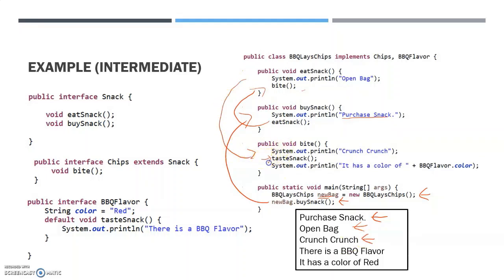Then it calls tasteSnack. Because of how BBQ Lay's Chips implements Chips and BBQFlavor, and because this method is not present in this class, it will look into these two interfaces and see if it could find it. And in the BBQFlavor interface, there's a default method of there's a BBQ flavor, so this is printed. For the next print statement, we know it starts with it has a color of. For BBQFlavor.color, we know it refers to the static variable of red. So this is printed.